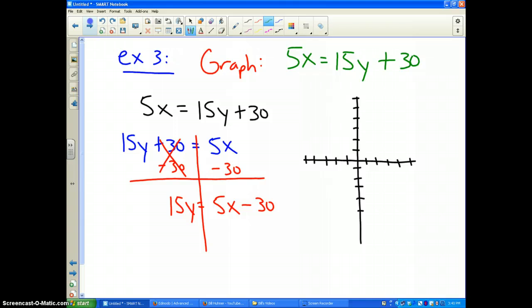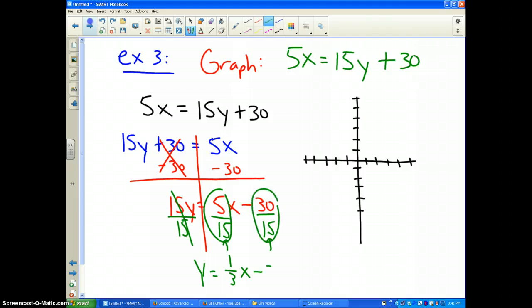And then the last thing I'm going to do is divide each number in the equation by 15. So I divide the slope by 15. I divide the y-intercept by 15. These will cancel, and I get y equals 5 over 15, which reduces to 1/3 x, minus, and 30 divided by 15 is 2. And therefore, I have my equation in slope-intercept form.